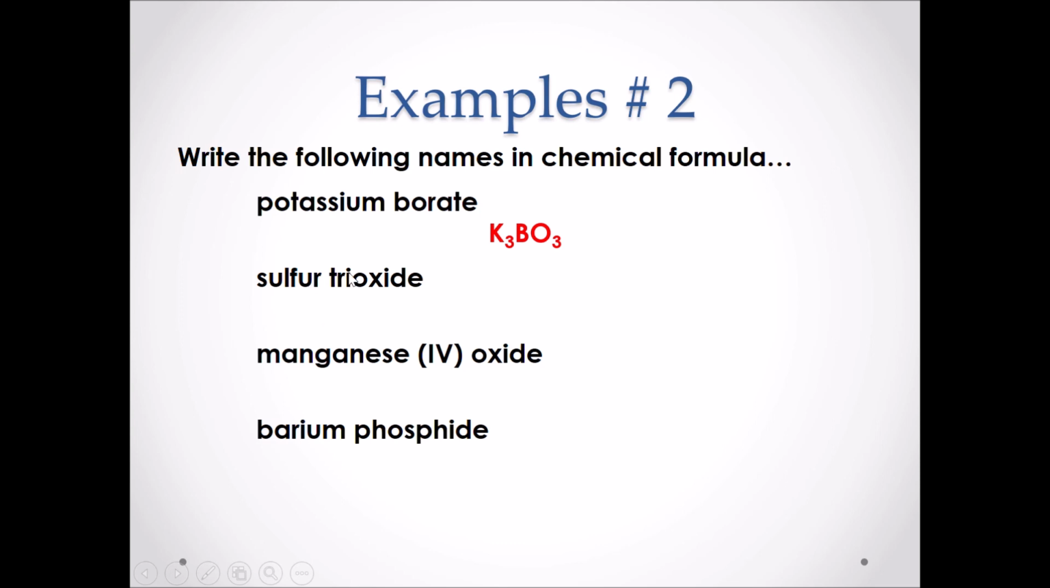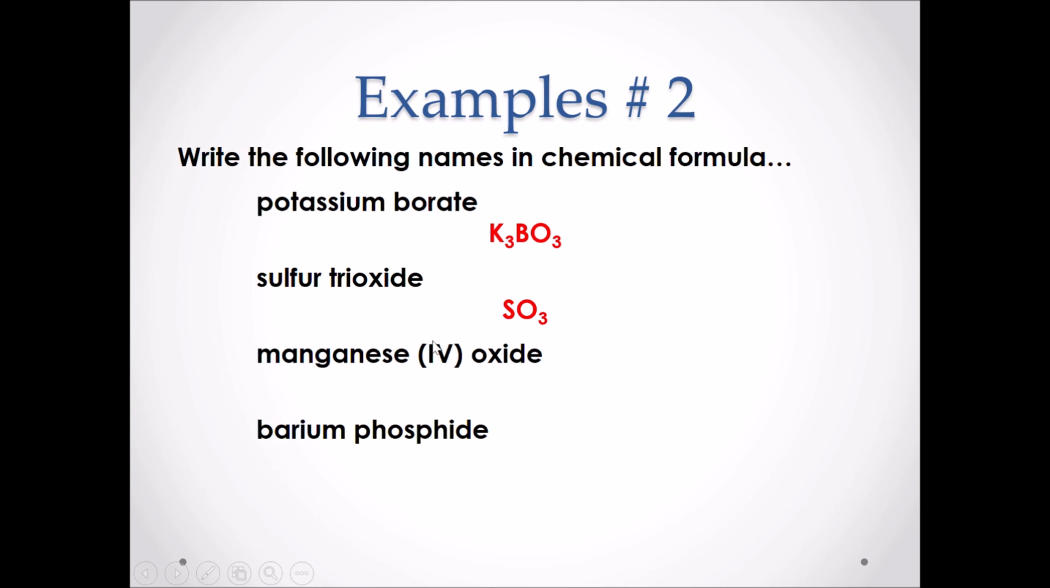Our next example, sulfur trioxide. This is molecular, and since it's molecular, it tells us the prefixes. So we can just write down the prefixes as subscripts. And we have SO3, trioxide O3.